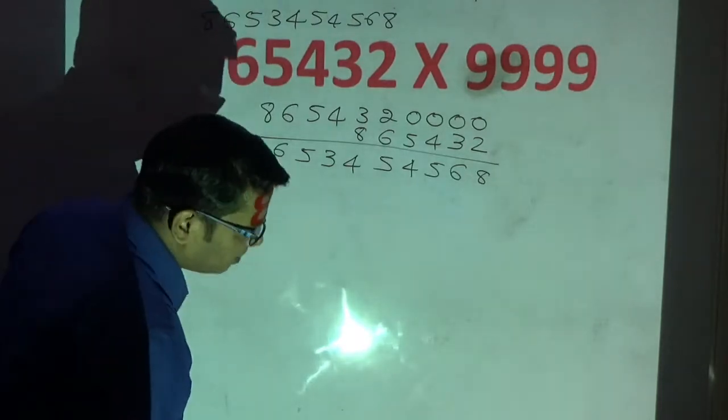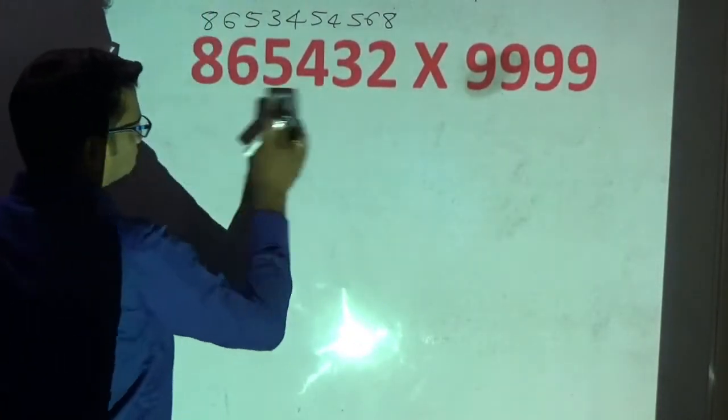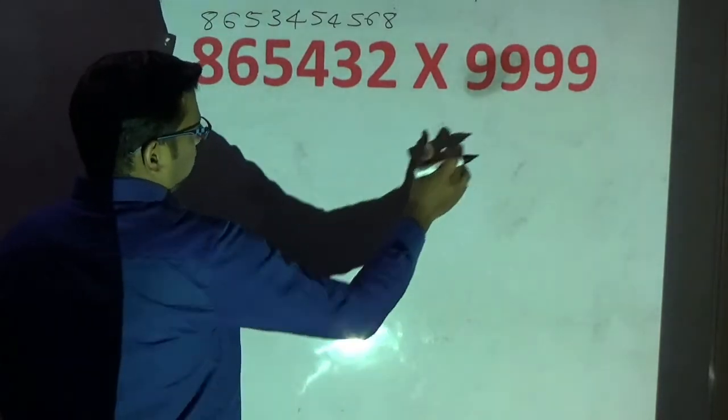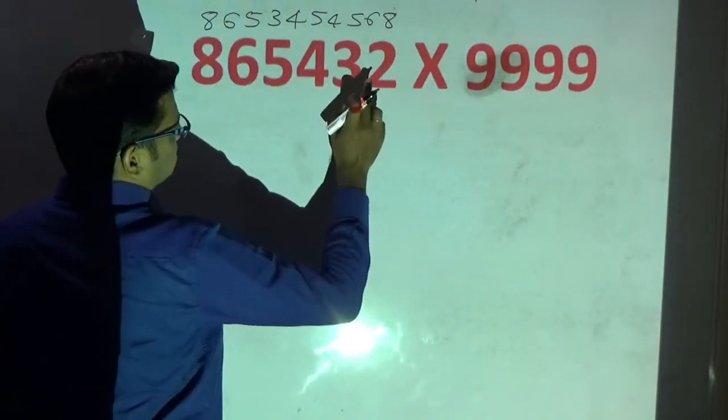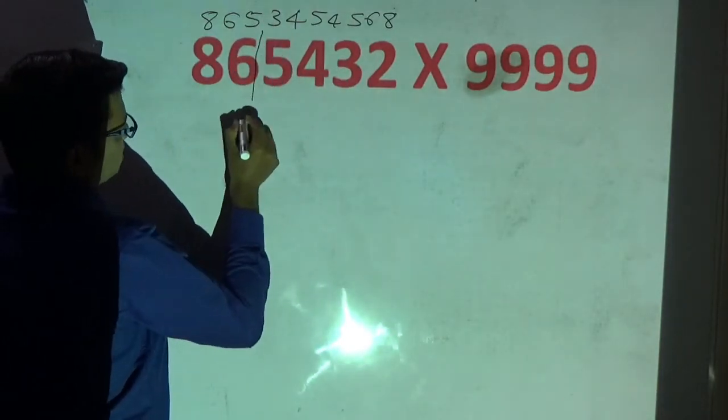Now I will apply my second method. I am going to cross check whether the answer is correct or not. Okay, please observe. Now, how many 9s are there? 4 9s. Therefore, split 4 digits. 1, 2, 3, 4. First, you write the digits as they are.